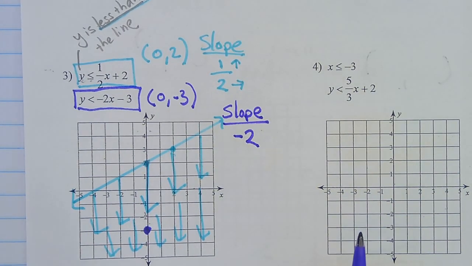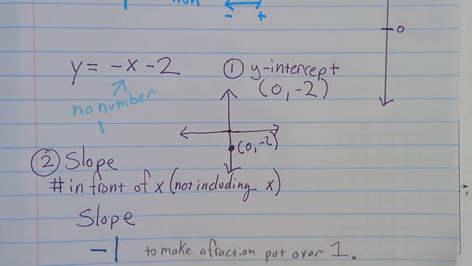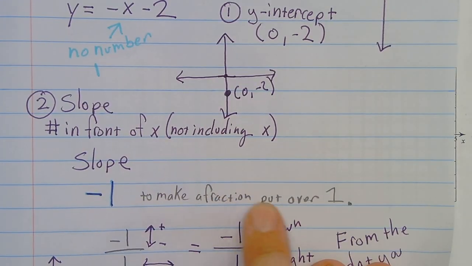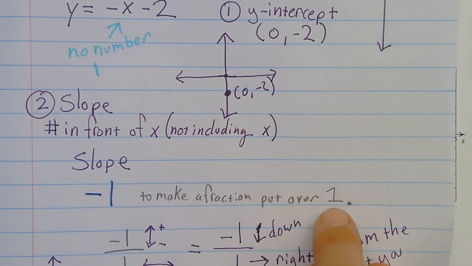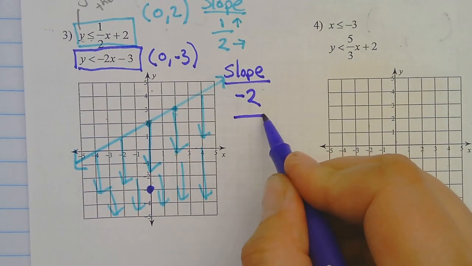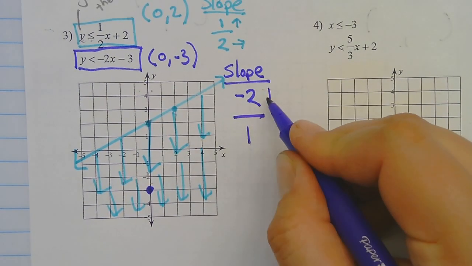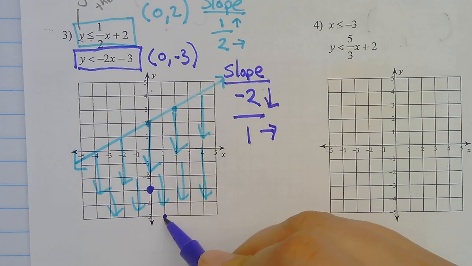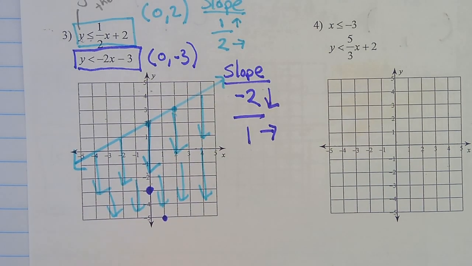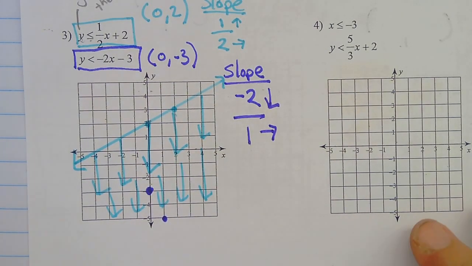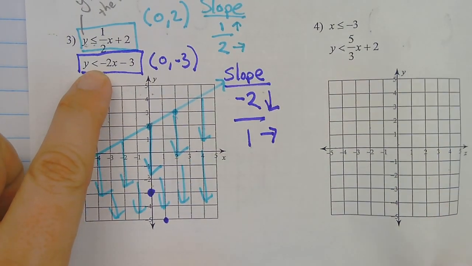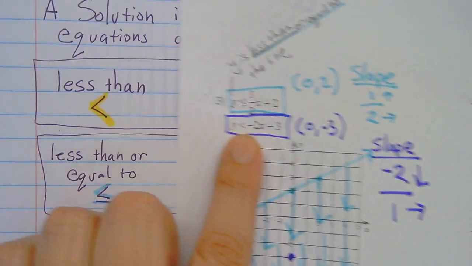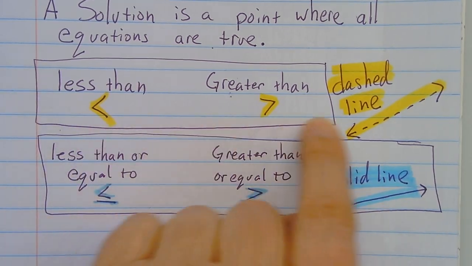Because it's just a number, what do I do? This is when I would say, to make a fraction, put over 1. Your notes tell you what to do if you get stuck. So this goes down 2 and to the right 1 from the dot. Down 2 to the right 1. Is this solid or is this dashed? You look at the symbol. The symbol here is this one, less than. Less than is dashed.